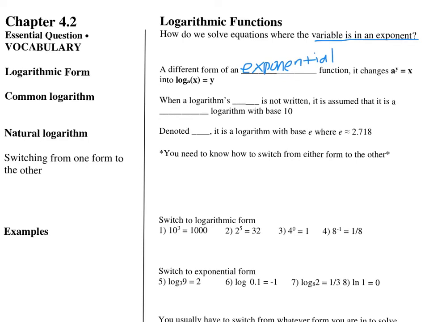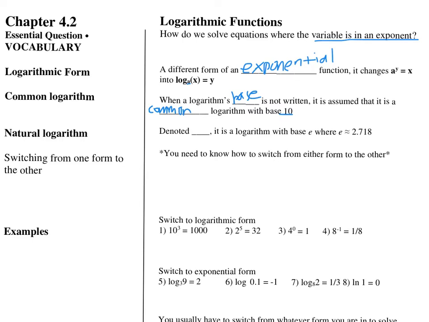So next up, though, a couple more pieces of vocab here. So a common logarithm. We said that there's always a base of a logarithm. That's that a back here. But there is actually sometimes when the base is not written. And if the base is not written, it is assumed that it is a common logarithm, and that's going to be of base 10. So it's that assumed base 10 if the base is not written.